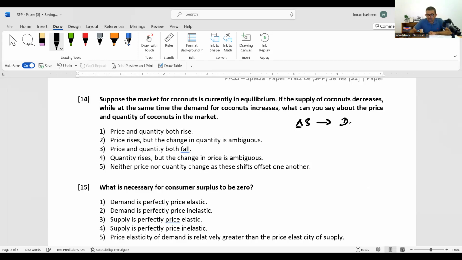Decrease means you have to create a leftward shift, and the change in demand is that demand for coconuts increases. You have to create a rightward shift. Can you guys draw a diagram, a sketch, very quickly? Just see what you can come up with.